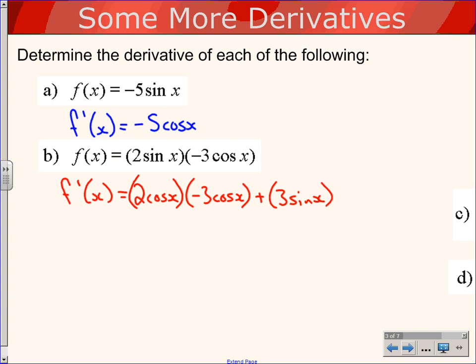The derivative of cos x is minus sine x, so the minus sine x and the minus 3 became the plus 3. Derivative of the second times the first, which is 2 sine x, and if you wanted to, you could simplify that a little bit. Minus 6 cos squared x plus 6 sine squared x.